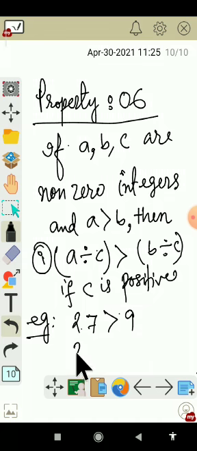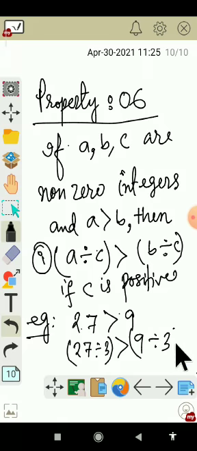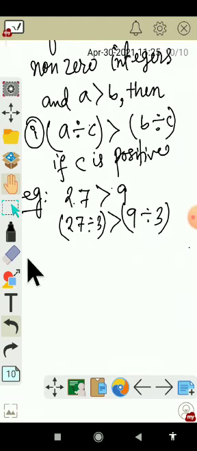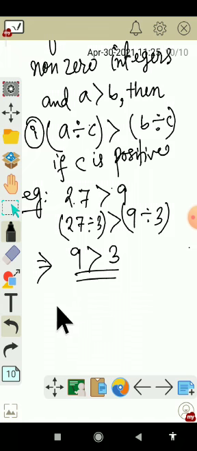Now 27 divided by 3 is greater than 9 divided by 3, because this will give us 9 greater than 3. So this property holds.